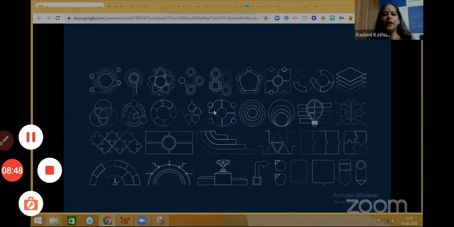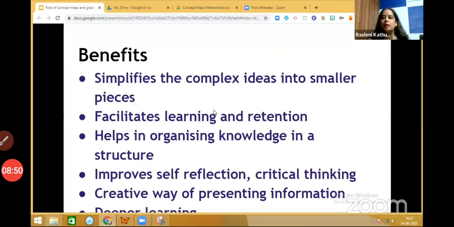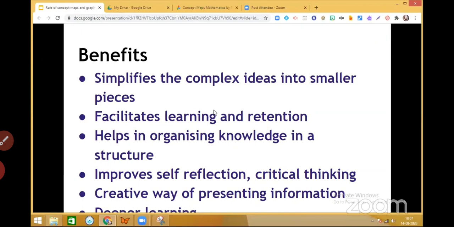Now you can create patterns of your own when you're talking about the mind maps or the concept maps. So you see, when we use mind maps, it simplifies complex ideas into smaller pieces. It facilitates learning and retention, helps in organizing the knowledge in a complete structured way. Also, it helps in self-reflection and enhancing and developing critical thinking and other thinking skills. And it's a creative way of presenting information. And the best part is we can take the teaching learning of mathematics to a deeper level.